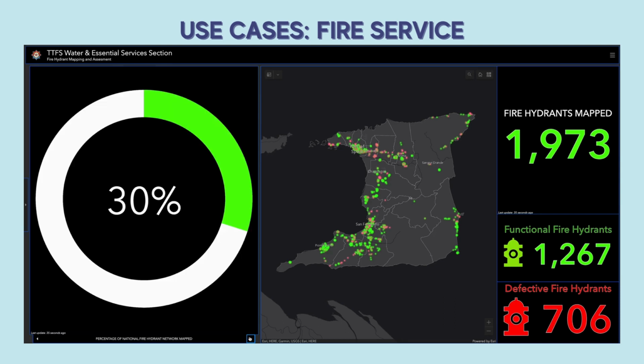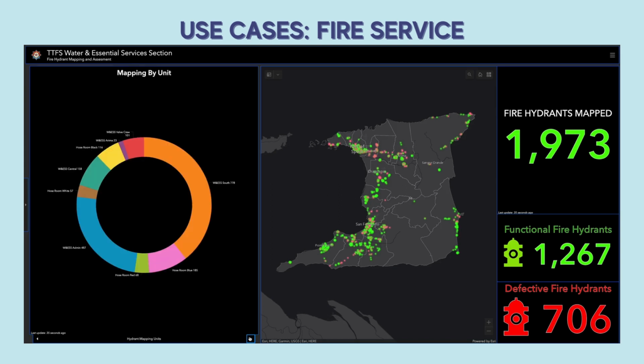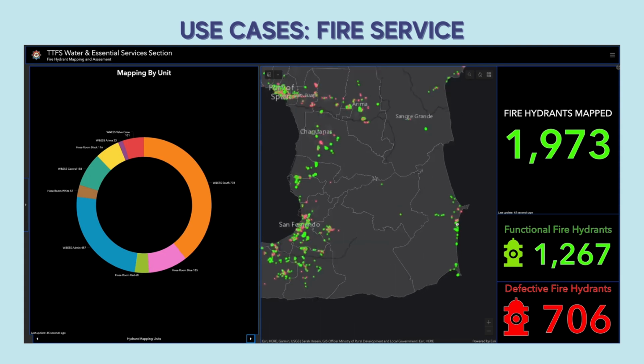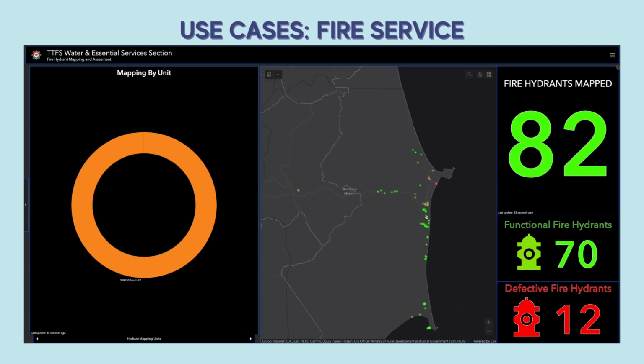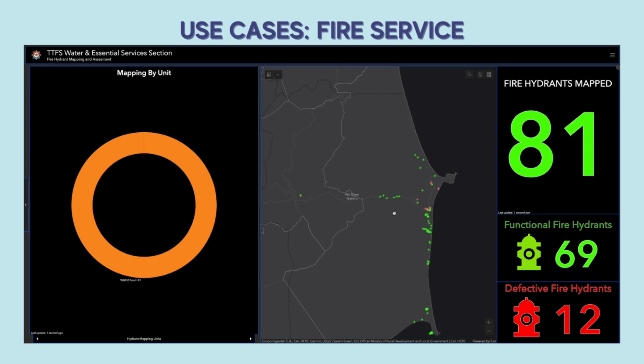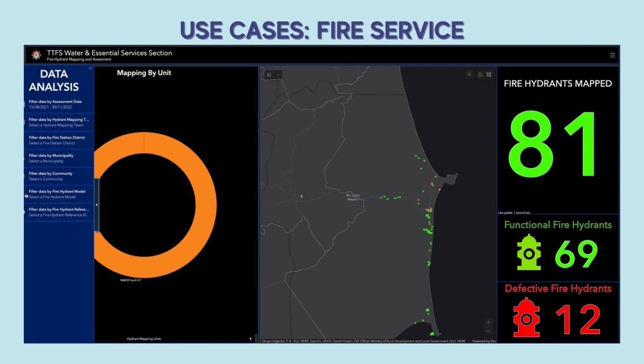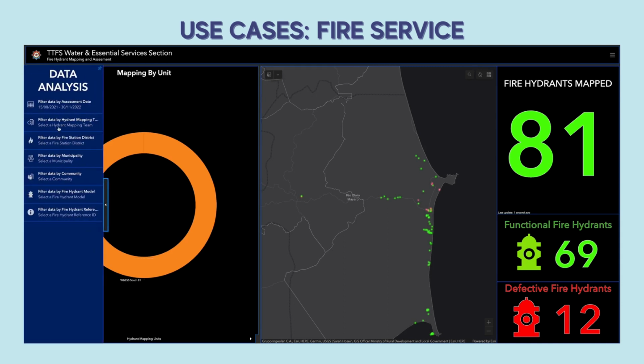Because Dashboards for ArcGIS is a web-based application, you can access your dashboards anywhere. You can also make your dashboards available for others, including decision makers, operations staff, and even members of the public. This allows you to deliver real-time situational awareness to anyone who needs it, no matter where they are.